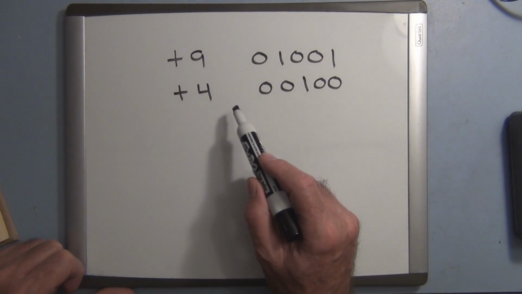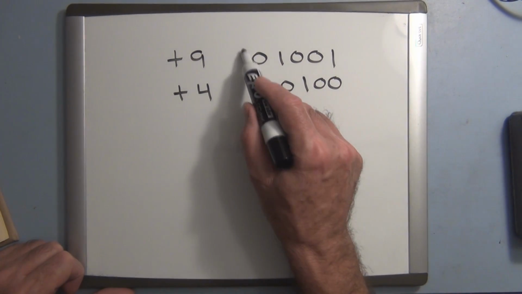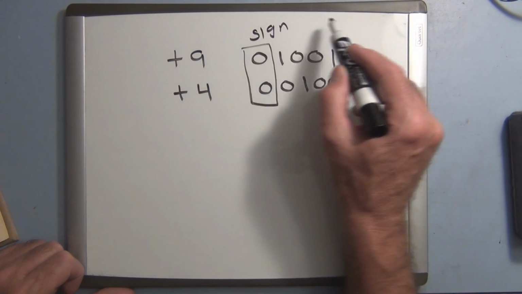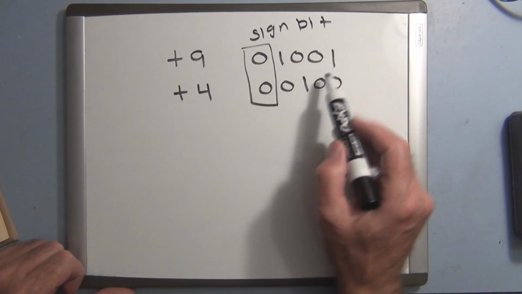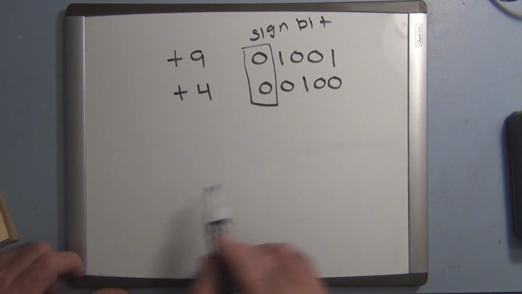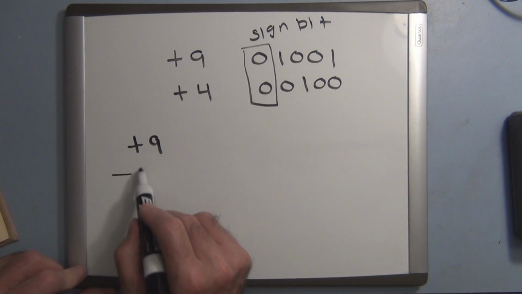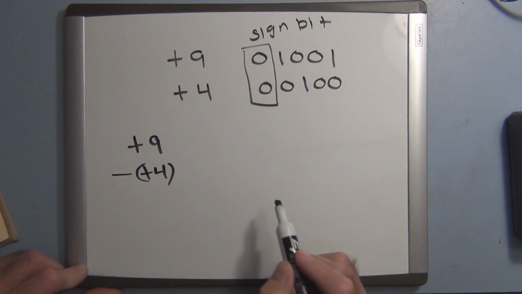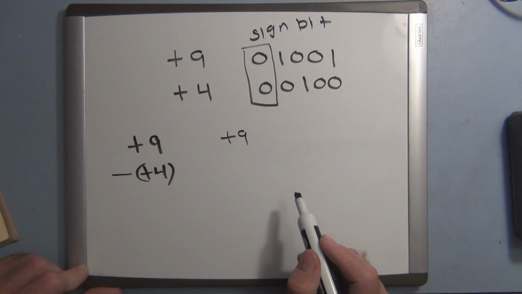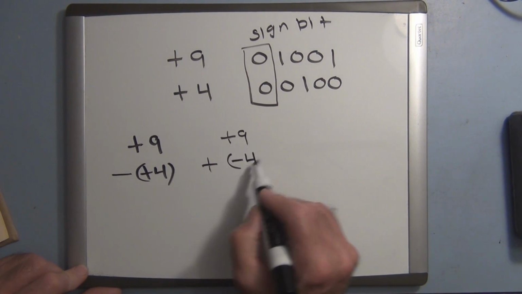So in this case, we have 2 positive numbers. We have a plus 9 and a plus 4, and they both have zeros in the sign bit, and these are in true magnitude form. So we can look at this in two different ways. We can have a plus 9, and we want to subtract a plus 4, or we have a plus 9 and we want to just add a minus 4.